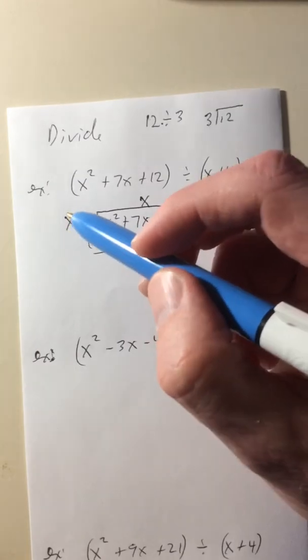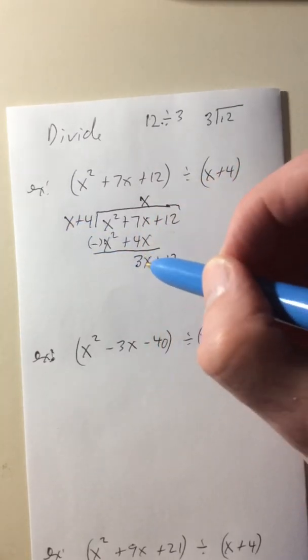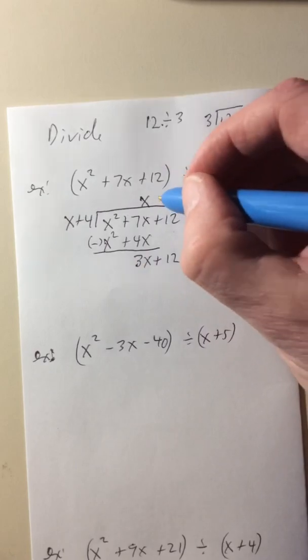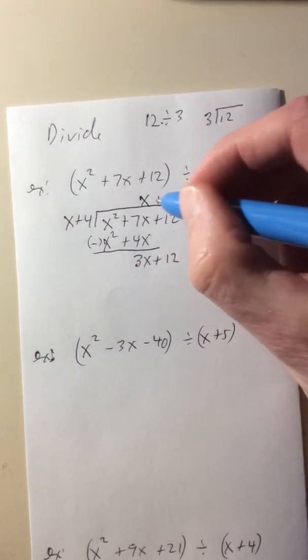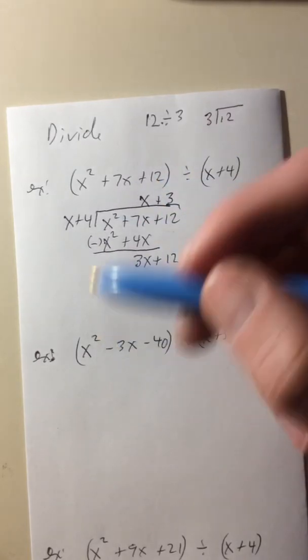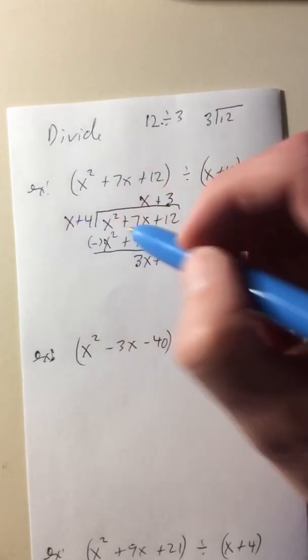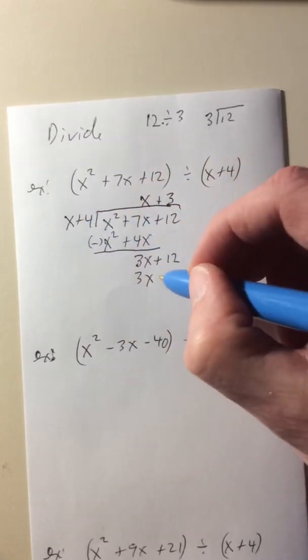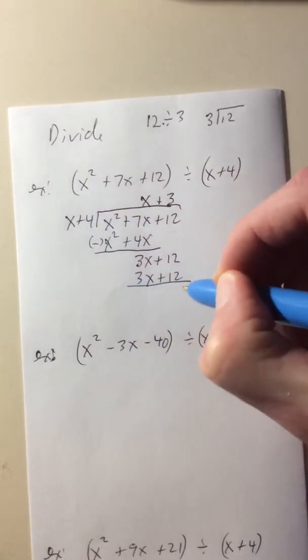So we ask ourselves, x times what makes 3x? Well, it's pretty obvious. 3. And it'll be a positive 3 because that's a positive 3x. So we got plus 3. So again, we multiply. Again, it's just a repeated process over and over. So 3 times x is 3x. 3 times 4 is 12. And we have 0.